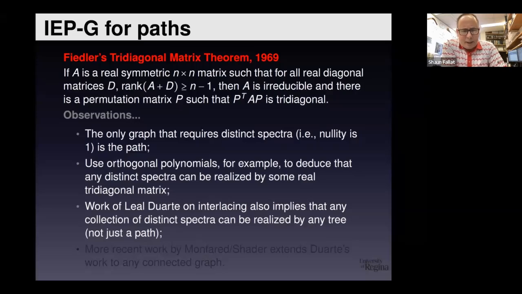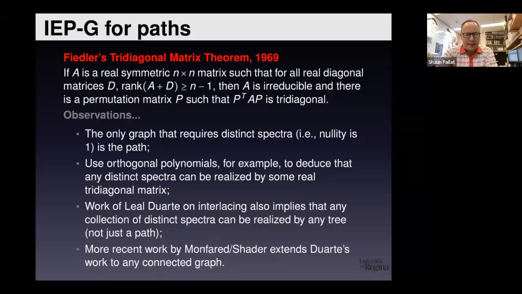Now, the case of distinct spectrum is interesting and is something to think about. So Duarte, in the early 90s, maybe I'm forgetting now, extended this idea. He said, look, any collection of distinct eigenvalues can be realized by any tree, not just a path. And so he extended Fiedler's result. This is not if and only if, of course. He just says if you're handed n distinct numbers and you're handed a tree, then you can find a matrix whose pattern respects that tree that has those eigenvalues.